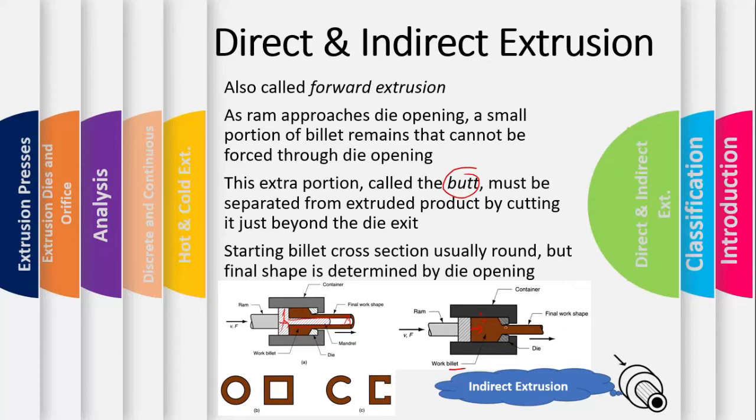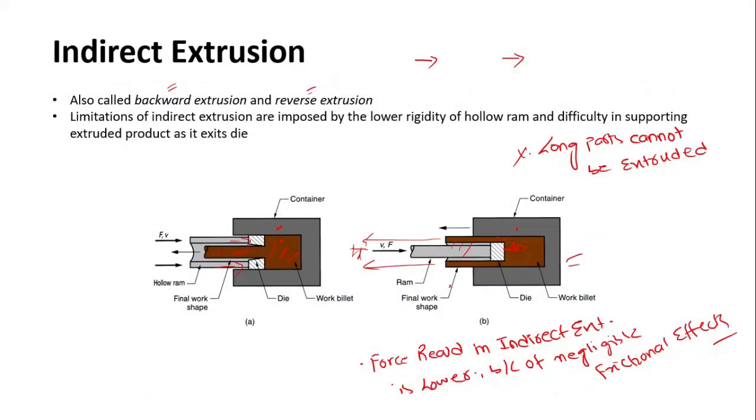And we can have hollow and solid parts, and we can have longer length sections in the case of direct extrusion. While in the case of the indirect one, long sections are not possible, and the identification is that we are applying the force in one direction and the material is squeezing out in the opposite direction, right? So this is the indirect extrusion. Long parts cannot be extruded in the indirect one, while the frictional effects are negligible in this case because there is no relative motion between the work part and the container. So that is why we can have a lower force in the case of indirect extrusion compared to the direct one.